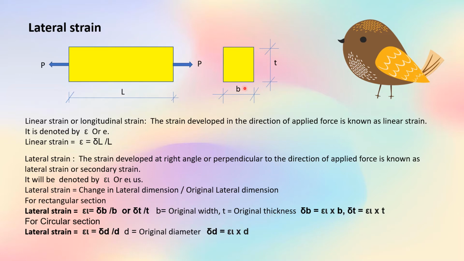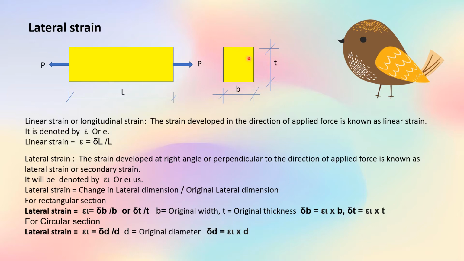So this B is the original width, and when the force P is applied in this direction, in the lateral direction there will be some change in the width. That change in width is delta B, and delta B upon the original width B will be lateral strain. Similarly, there will be some change in the thickness, that is change in thickness is delta T, and delta T upon the original thickness T is also lateral strain.